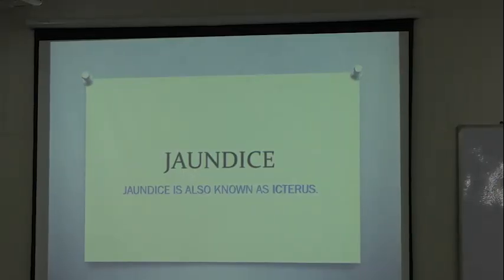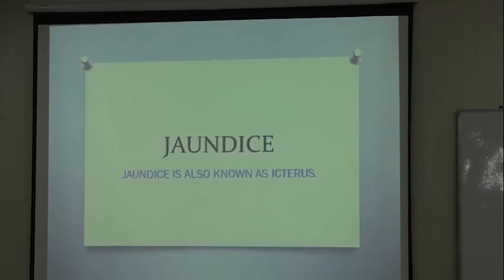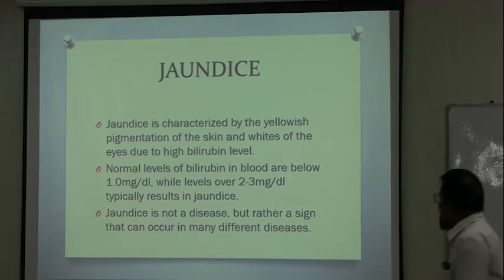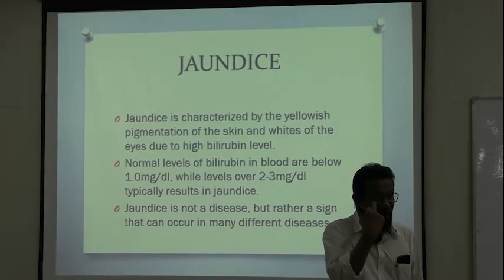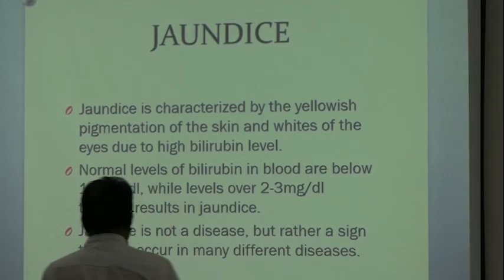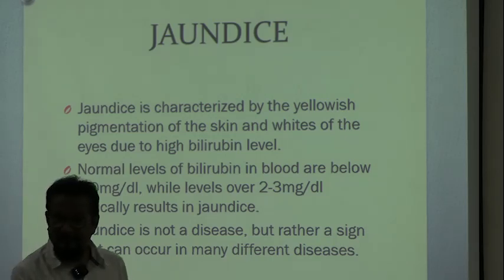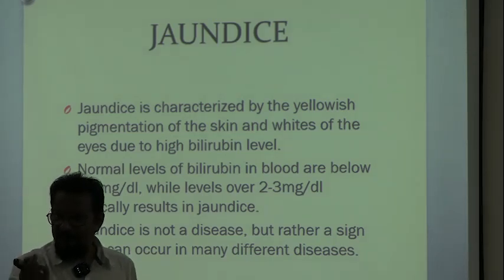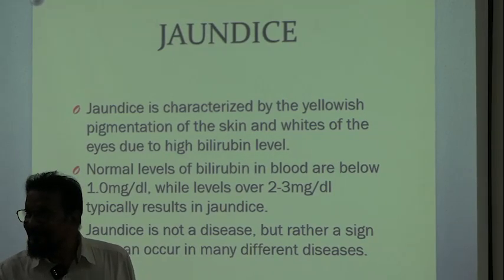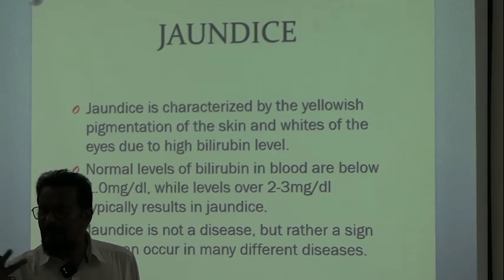Jaundice is known as icterus. Spelling? Jaundice is characterized by the yellowish pigmentation of the skin, and white means sclera, sclera of the eyes, due to high bilirubin level. So it becomes prominent when the total bilirubin content is about 2 to 3 milligram %. Then it becomes noticeable.